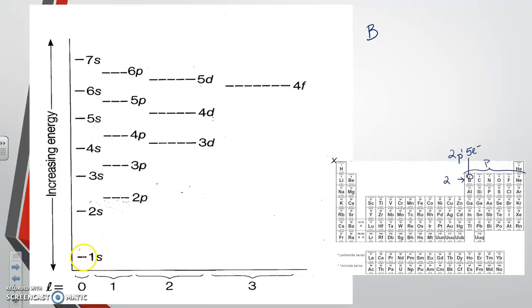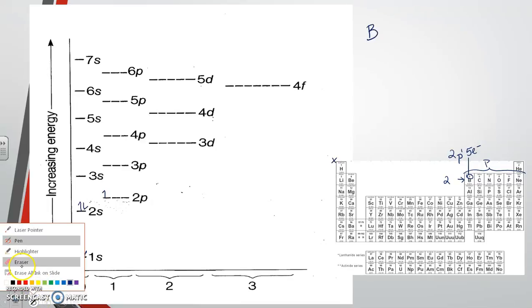Well, the easiest way to do it is start at the bottom. So we're going to fill in 1 and 2. And then we're going to fill in 3, 4, and 5. And that's it. Alright, 2p, and there's only 1 electron. So it matches with that. Okay, now, I know that you just wrote on this. Hopefully you wrote in pencil. I should have warned you beforehand, but let's try another one.